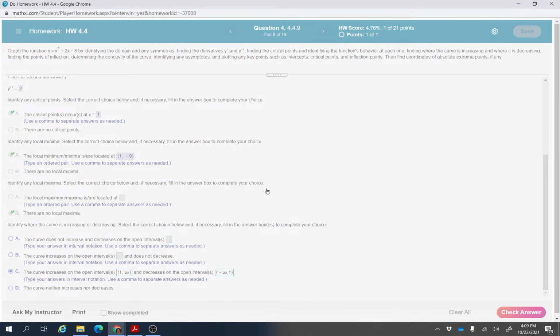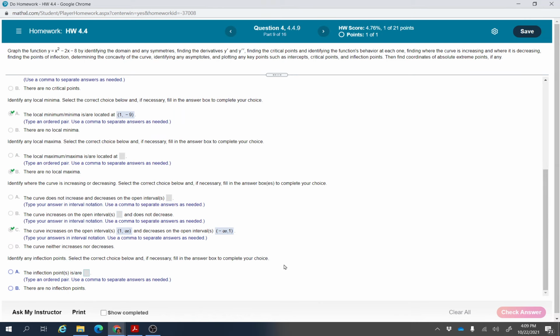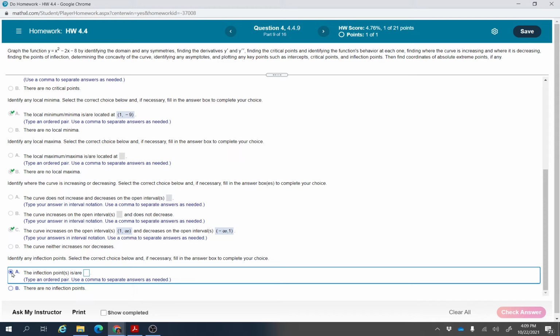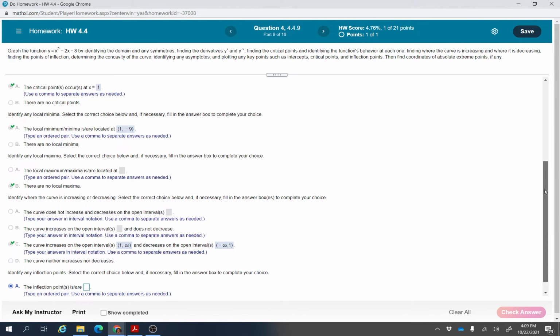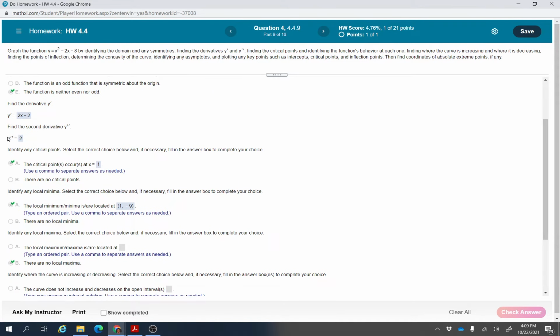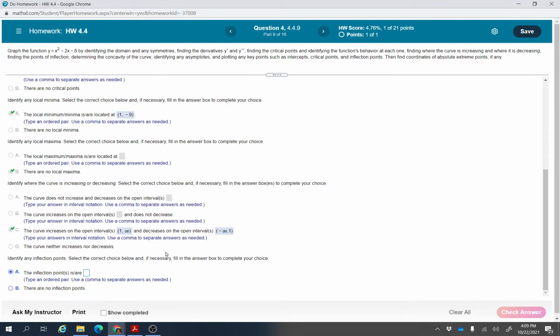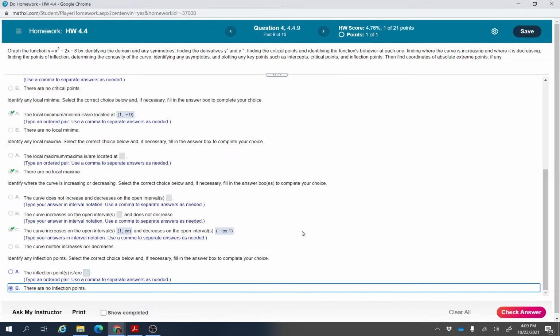Okay, well done. Let's go to the next step. Find out the inflection point. The inflection point means, remember, where the second derivative is either 0 or does not exist. But if you go up and see the second derivative always exists, and that's always 2. So there is no place where the second derivative is zero. So that means there are no inflection points.